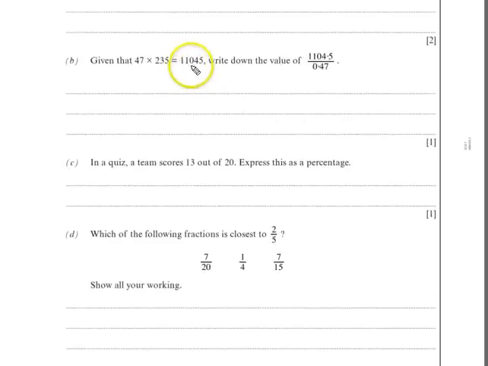Given that 47 times that is 11045, write down the value of 11045.5 divided by 0.47. Okay, so if I move that to divide, I'll get 235, yeah? Well, let's do that first. So what I'm going to do is move that from times on one side to divide on the other. And I get 235 is equal to 11045, yeah? And I'm going to move the 47 from times down to divide.